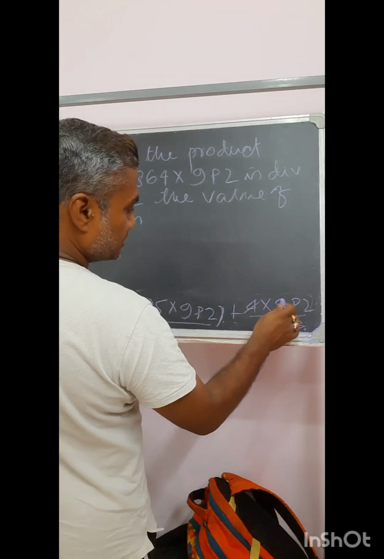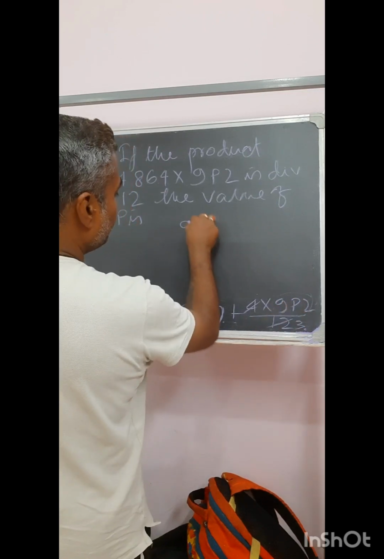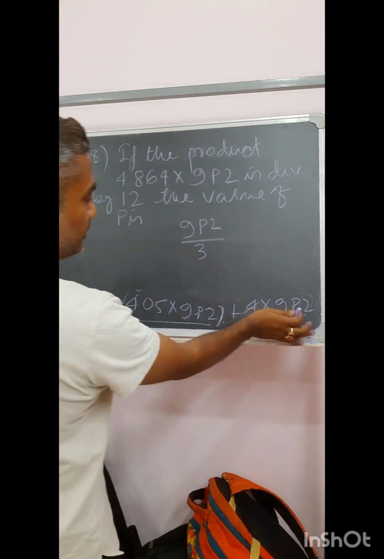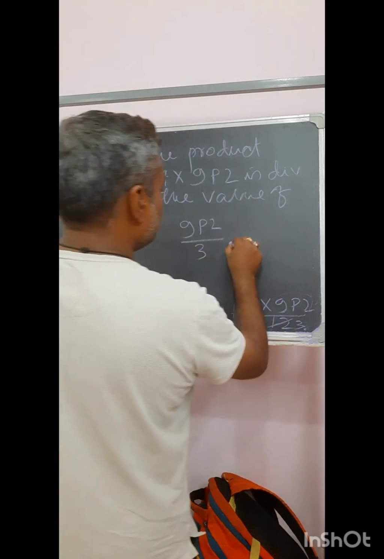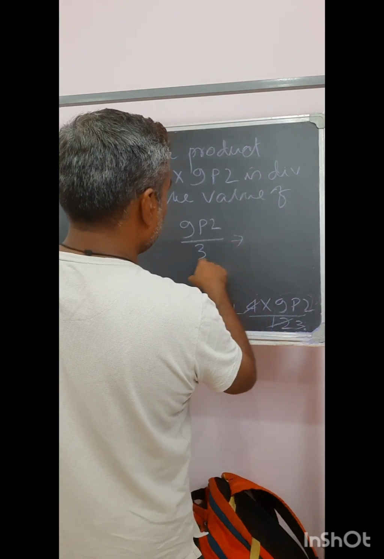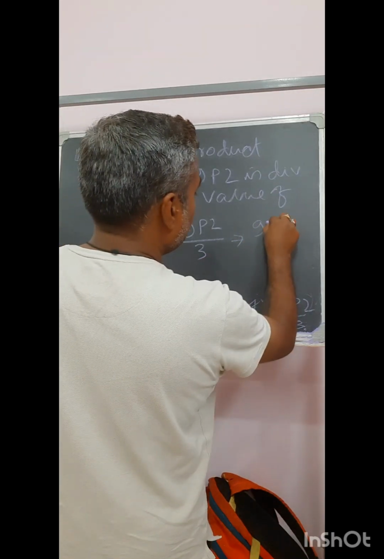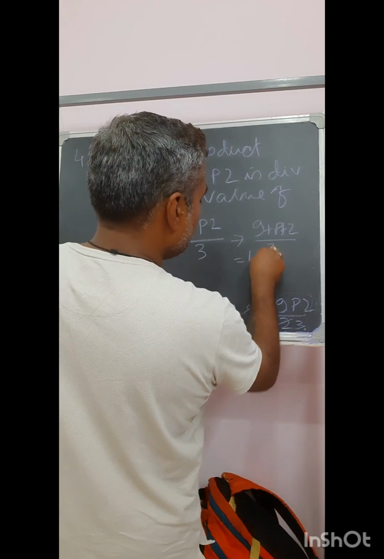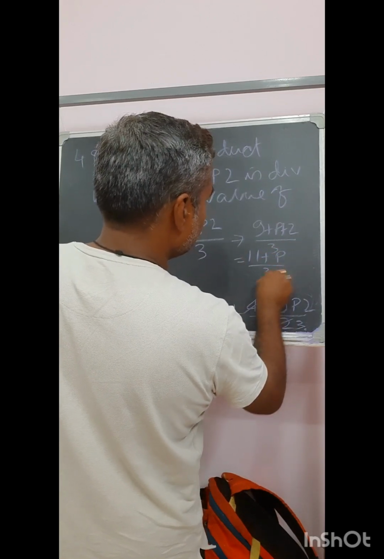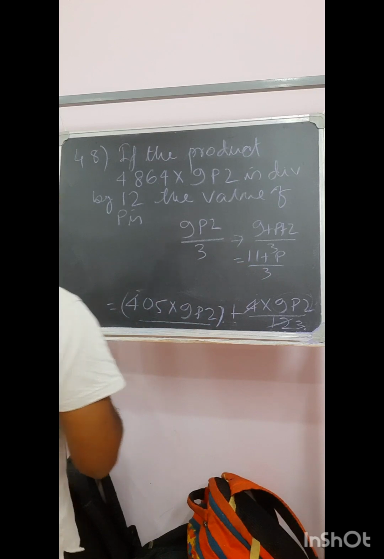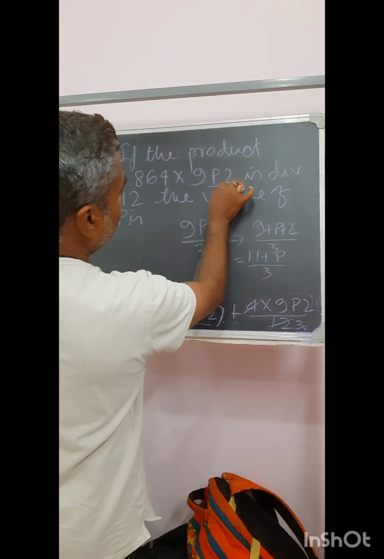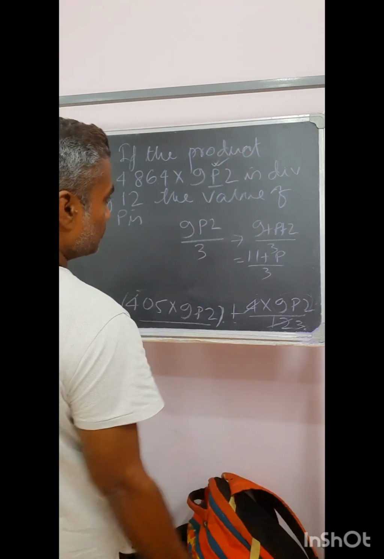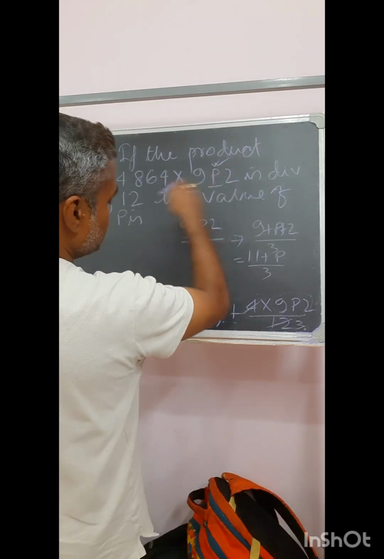So the second part says 9p2 has to be divisible by 3, then only it will be an integer. So what is the condition? For being divisible by 3, 9 plus p plus 2 has to be divisible by 3. That means 11 plus p has to be divisible by 3. So this can be possible. And one thing is that p, as a part of a number, has to be a single digit number, because it cannot be double digit inside a number.